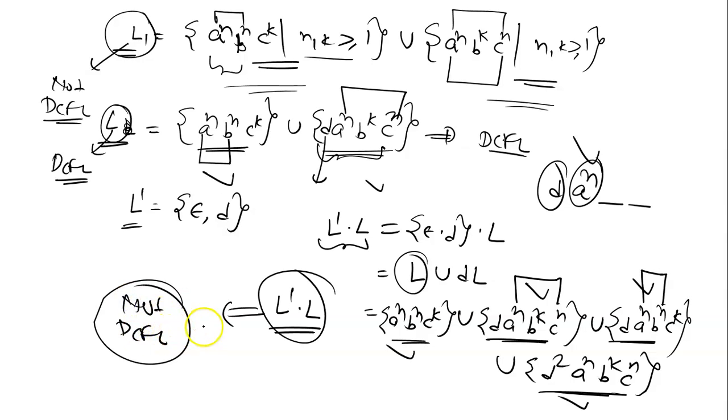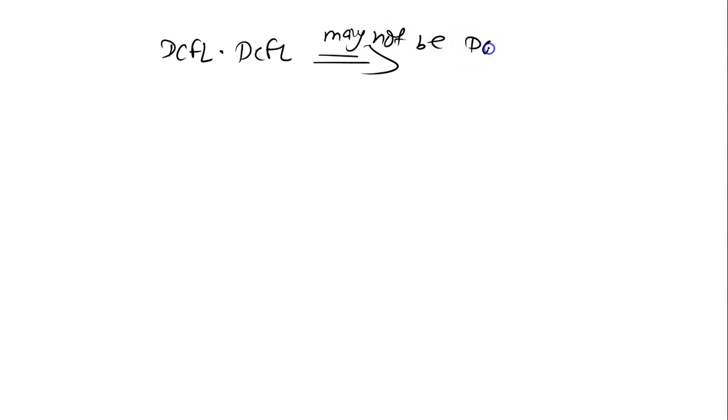Now from this you can very easily see that this LDAS is a finite language and every finite language is regular. So this LDAS is DCFL, every regular language is DCFL. So this LDAS is DCFL and this L is also DCFL, but their concatenation is not DCFL. So the first result that we got is that DCFL concatenated with DCFL may not be DCFL. So this is the first result that I got.